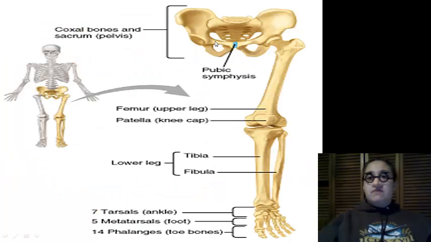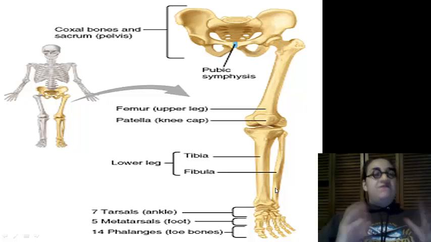From our pelvis area, which we do have that cartilage, which is called the pubic symphysis, we have our main thigh bone, which is our femur. Moving to our kneecap, which is the patella. Then the lower leg. The lower leg, just as the lower arm, has two bones. We have the tibia, which is the bigger one, and the fibula, which is the smaller one.